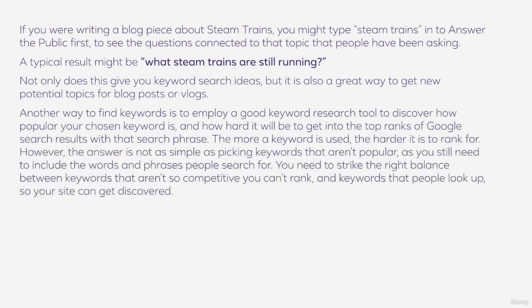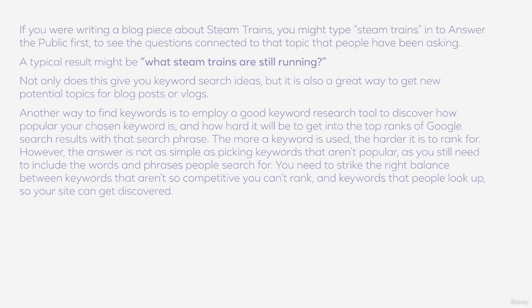Another way to find keywords is to employ a good keyword research tool to discover how popular your chosen keyword is and how hard it will be to get into the top ranks of Google's search results with that search phrase. The more a keyword is used, the harder it is to rank for. However, the answer is not as simple as picking keywords that aren't popular, as you still need to include the words and phrases people search for. You need to strike the right balance between keywords that aren't so competitive you can't rank and keywords that people look up, so your site can get discovered.